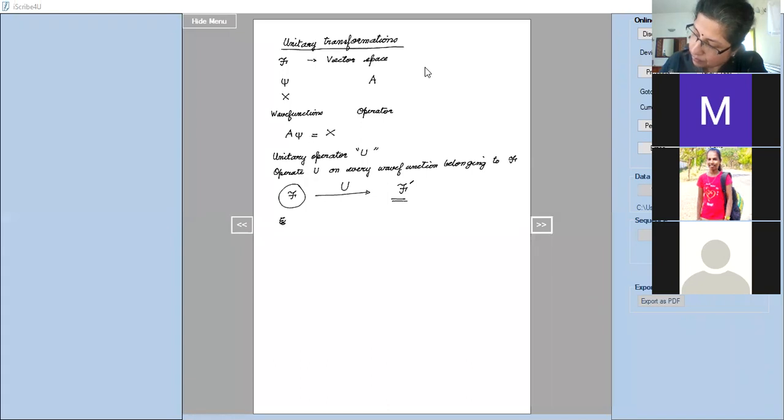Eigenvalues should not change. That is one thing that is required. Next, we may not always get eigenvalues, right? Then we can say that expectation values should not change.